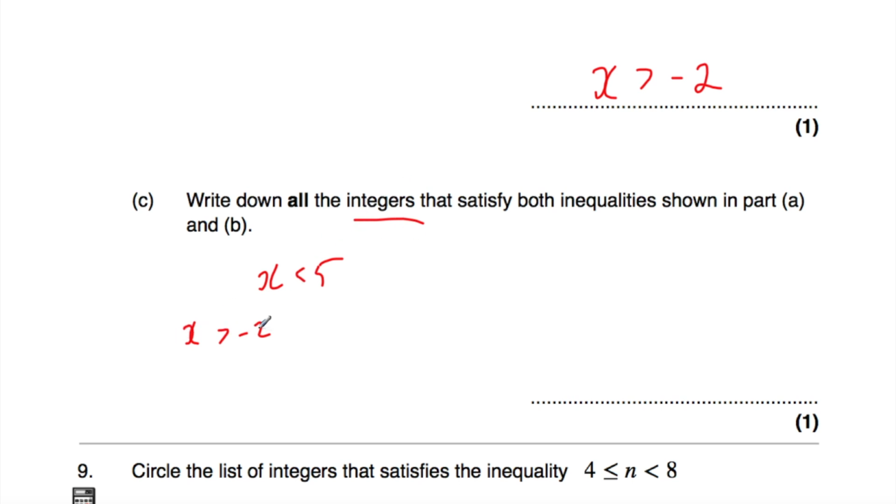So x is greater than -2. We can't have -2 because it's greater than -2, so going upwards would be -1. Then we would have 0, then 1, then 2, then 3. Then we would have 4, but we can't have 5 because x is less than 5. So that's it. They're the integers that would satisfy both of those inequalities in part A and part B.